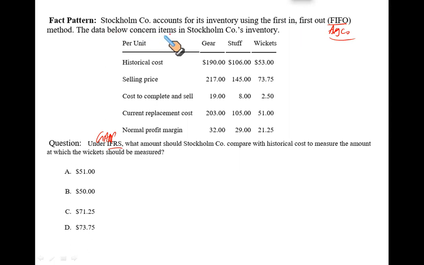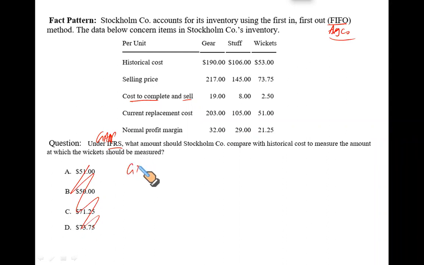The data below concerns items in Stockholm Company's inventory. We have the historical cost of three items: gear, stuff, and wickets. We have the selling price of these items given separately. We have the cost to complete and sell. Remember, cost to complete and cost to sell. And the current replacement cost means this is the price at which gear, stuff, or wickets can be currently purchased from the market. And the normal profit margin is what we generate as a profit when we sell these items separately: gear, stuff, and wickets. Now, forget about the question's requirement. Let us calculate the NRV and cost in each of these cases.